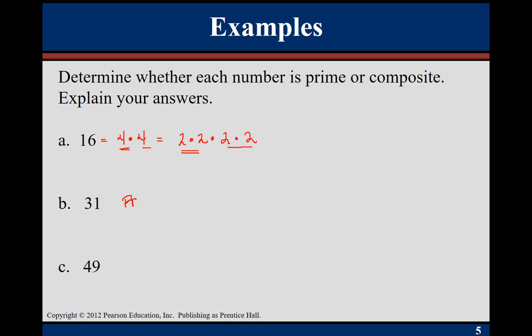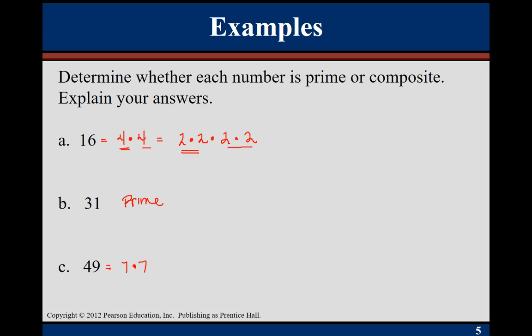31 is prime, though. There are no two numbers that you can multiply together to get 31. 31 doesn't have any other factors besides itself and 1. 49, however, is composite, because 49 is the product of 7 times 7.